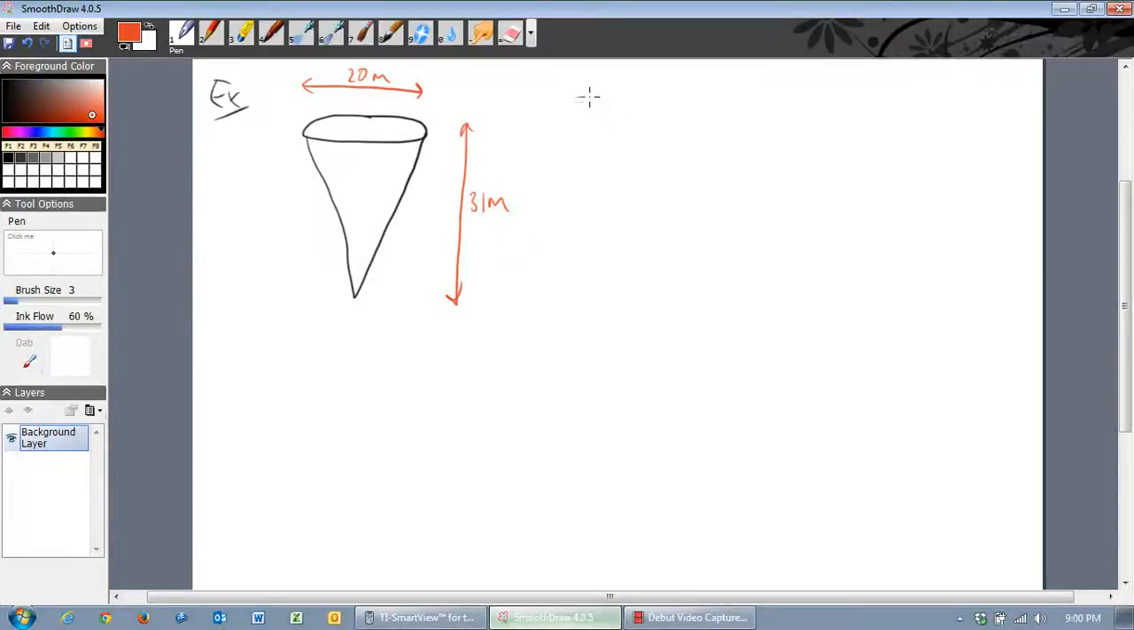Okay, so now let's write down the formula. The formula for the volume of a cone is 1/3 area of the base times its height. Do we know the height? Yep, the height is equal to 31. Do we know the area of the base? Well, we can figure it out. We know the radius is equal to 10. So that's 1/3 of the area of the base, which is pi r squared, times h.